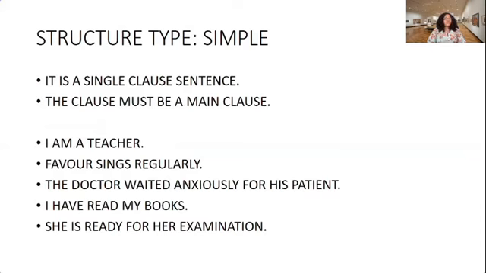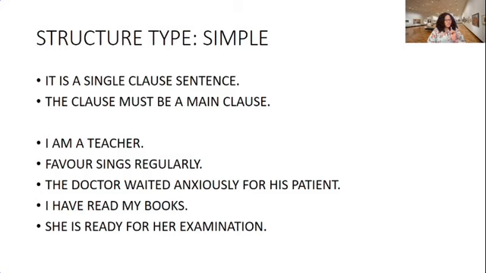Now let's move on to types of sentences according to structure. Now I want you to pay more attention. When we talked about types according to function, we were looking at what we use the sentences to do. We use them to state things, to ask questions, to give directives and commands, and to express emotions. But under structure, we are looking at what makes up that sentence. What are the constituent parts? And the first type of sentence according to structure is a simple sentence. A simple sentence is a single clause sentence.